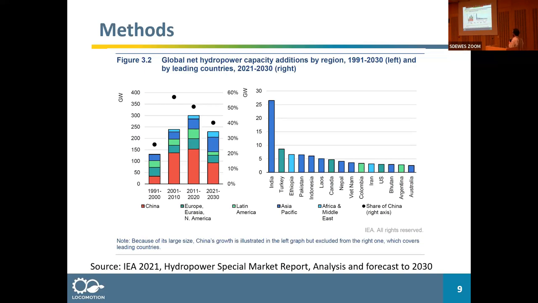And looking at the leading countries, China doesn't appear in this graph because it's too large. So we have 100 here. Then for China, then India, 25, Turkey, Ethiopia, Pakistan, etc. So for Europe, there is not so much hydropower installed for the future because we already have a lot of dams. But an important thing is that we are installing in the world, and mostly in Europe, a lot of pumped storage hydropower plants. And this could be important for the future.